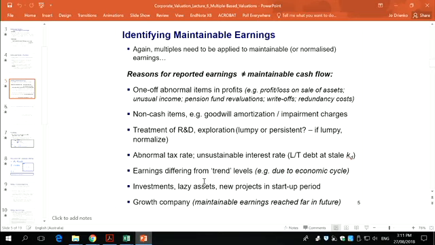Earnings differing from trend levels. Again, if a company is going through a change, or maybe it's a very cyclical company, it's growing with the economy, and if we're not at sustainable levels, then you need to adjust to a trend. So from current levels to a trend or a long-term level based on where the economy is. The economy is just a cycle.